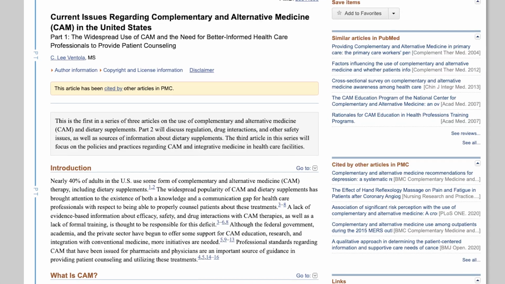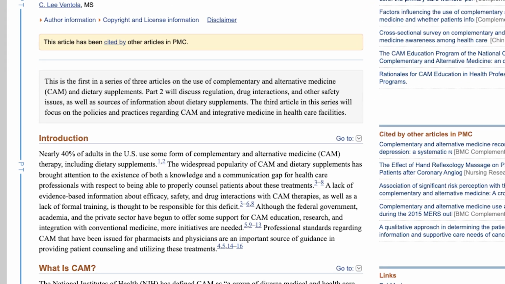And look at this paragraph in the introduction. It says, nearly 40% of adults in the US use some form of complementary and alternative medicine therapy, including dietary supplements. The widespread popularity of CAM and dietary supplements has brought attention to the existence of both a knowledge and a communication gap for healthcare professionals with respect to being able to properly counsel patients about these treatments. Whoa, what did it say? It just said there's a huge, widespread problem with healthcare professionals not having enough information so that they can inform their patients about these alternative medicines. So right there, you've got a huge problem to solve.